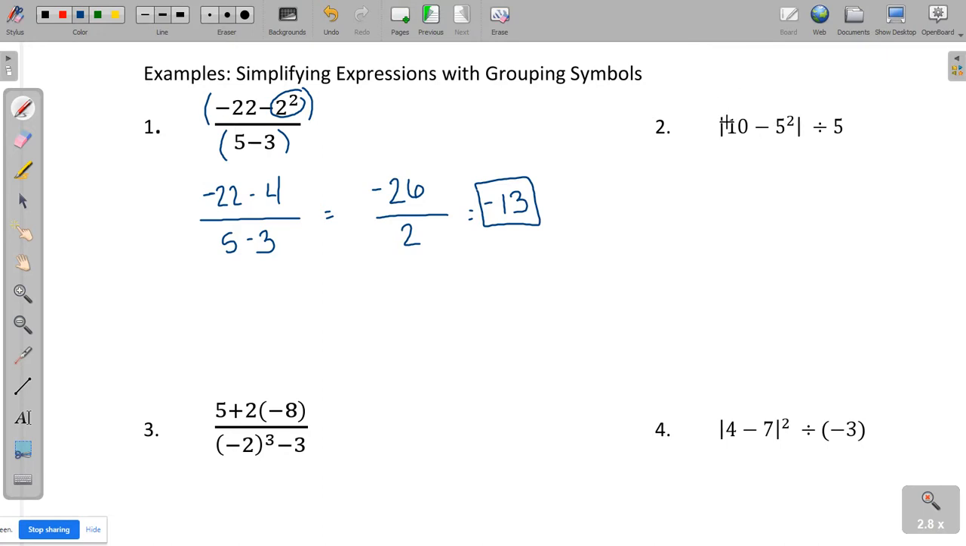Okay, here we have these straight parentheses. We call that absolute value. So we're going to simplify the inside first. We're going to think of it as a grouping or a parenthesis. So we have an exponent, 5 squared. 5 squared is 25. Bring everything as is.